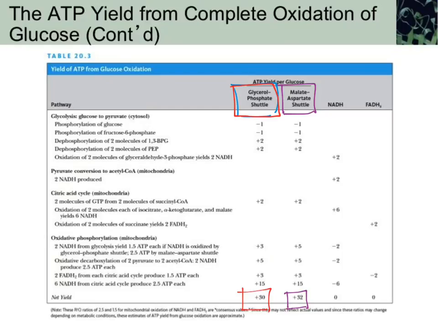Are these numbers debatable? They were at least 10 years ago when I first took the class, because they addressed this issue in class. Said according to the MCAT, you only get 30 ATP molecules. So if you're asked the question on the MCAT, it's 30. Don't answer anything else. I know we said it's 32, but it's 30 on the MCAT. Depending on which mechanism you're looking at, you're going to get a slightly different amount of ATP.